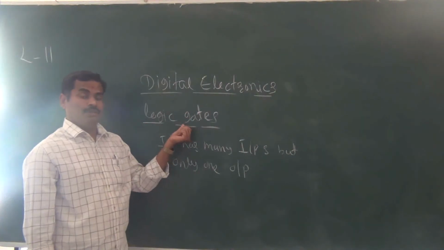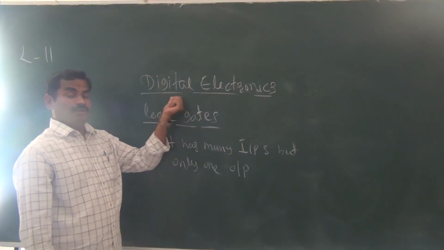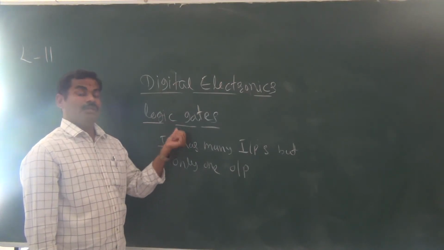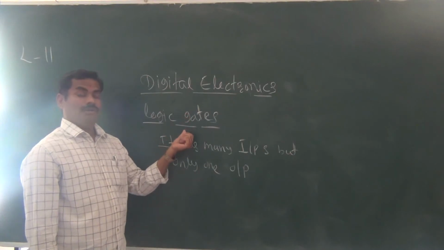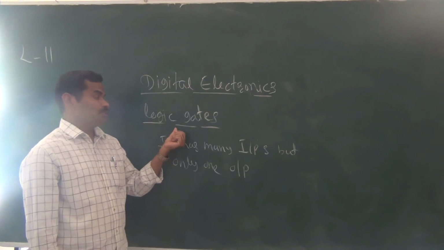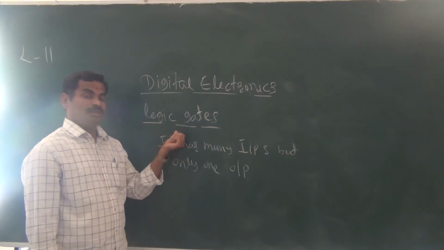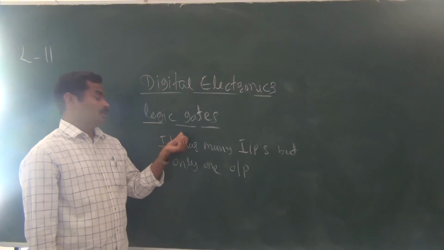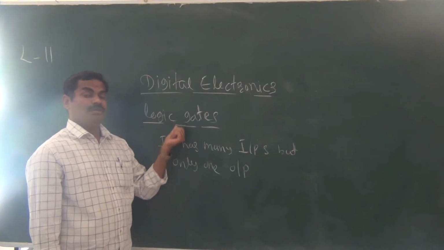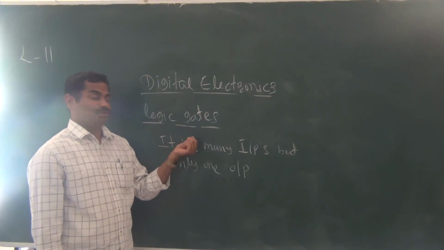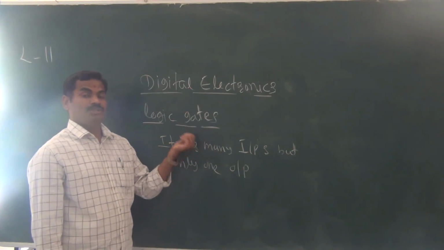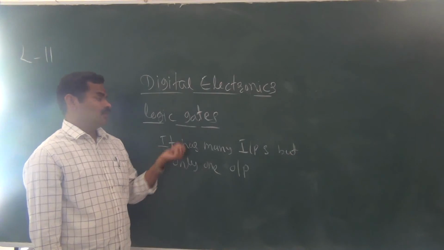A logic gate is a digital electronics device, and it makes logical decisions. It follows Boolean algebra. These are the basic building blocks of digital electronics. A logic gate has many inputs and only one output. Logic gates make logical decisions and work on the principle of Boolean algebra. Right? And we will go further.